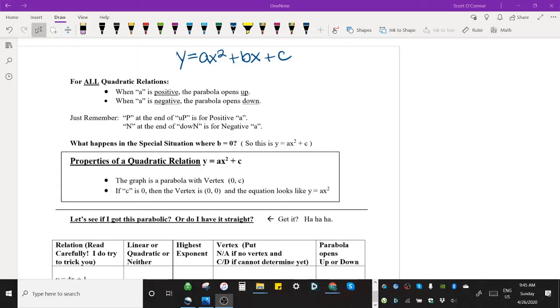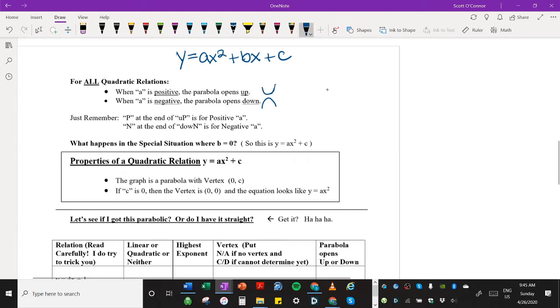For all quadratic relations, when a is positive, the parabola will open up. So that means it will look like that, up. And when a is negative, the parabola will open down, right? And I'll put those here and here. And what a are we referring to? This a right here. And we saw that in the last video. We were working with equations like this one. And we had another one like this.